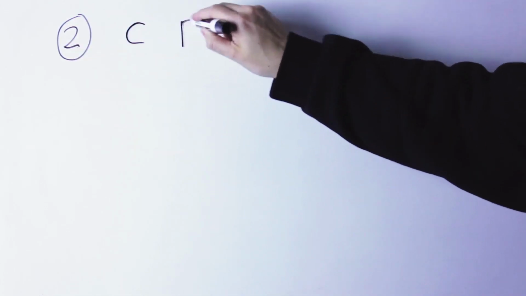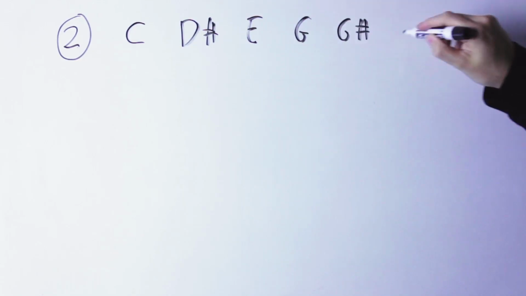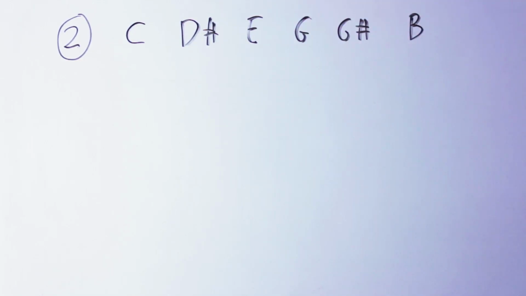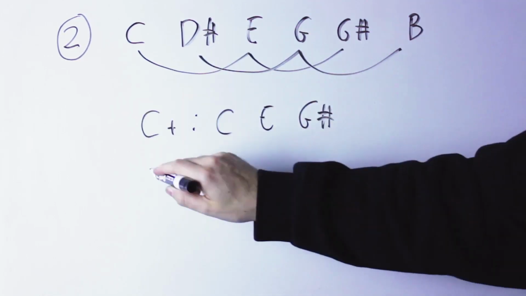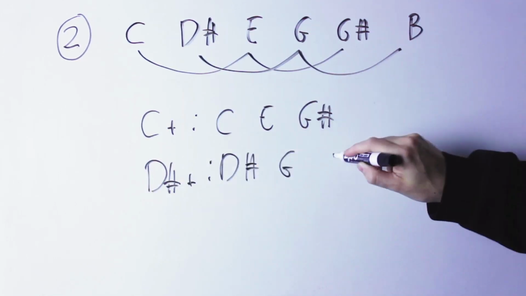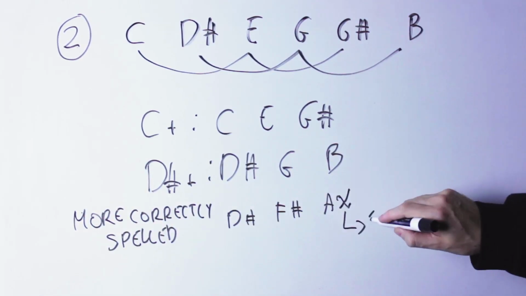The second augmented scale that we cover today is made by the notes C, D sharp, E, G, G sharp, and B. This again is made by two augmented chords, but this time the two augmented chords are a minor third apart. The first augmented chord is a C augmented, C, E, G sharp, and the second is the D sharp augmented, D sharp, G, B.